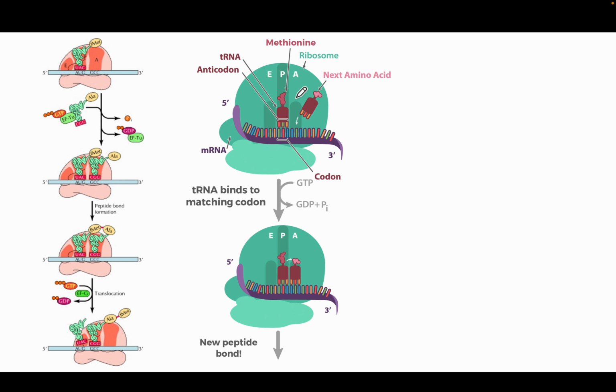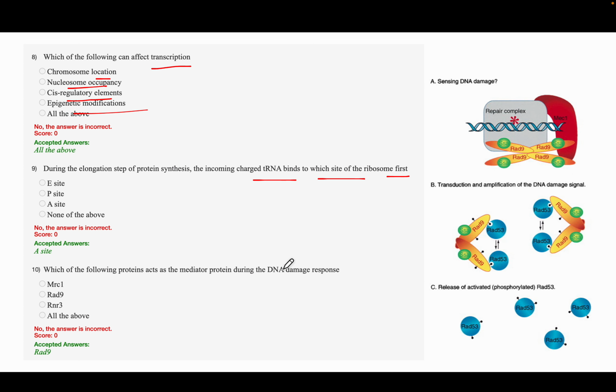In this subunit of the ribosome, there are three sites, A, P, and E. A is basically the amino acid site, P is the peptidyl site, and E is the exit site. The next tRNA will come along with the next amino acid and bind with the mRNA through its anticodon. Then a peptide bond forms between the amino acids of the P site and the A site. Eventually the blank tRNA will go to the E site and exit, and the tRNA present in the A site will go to the P site, and the next tRNA will come. So the answer is that the charged tRNA binds to the A site first.